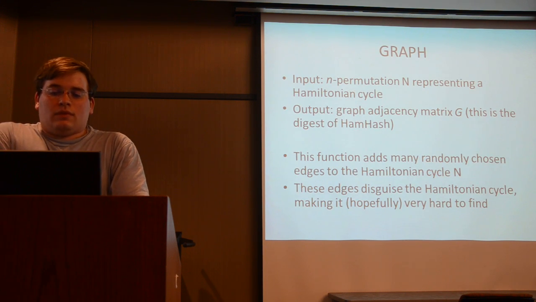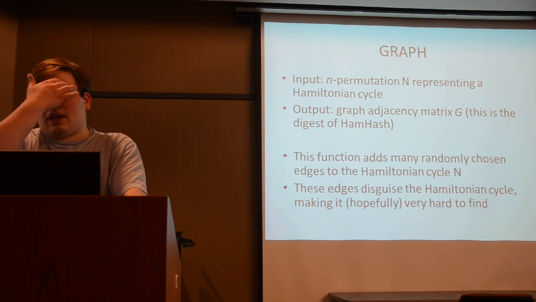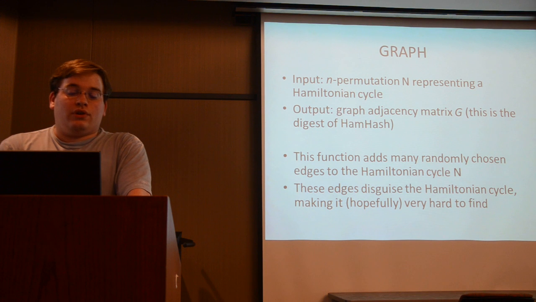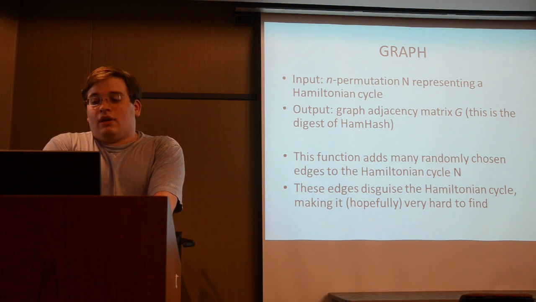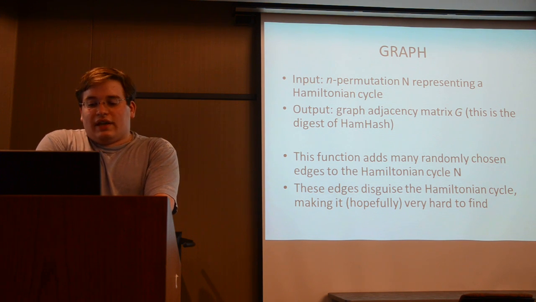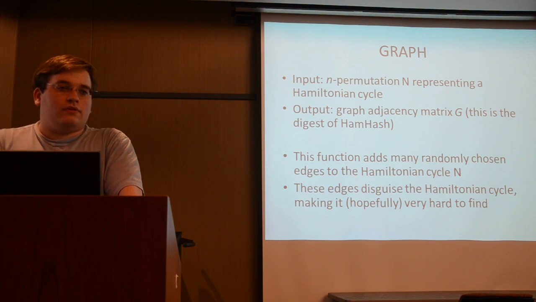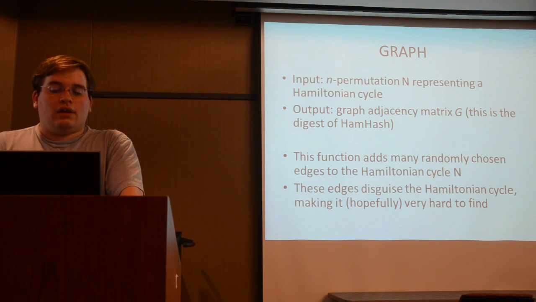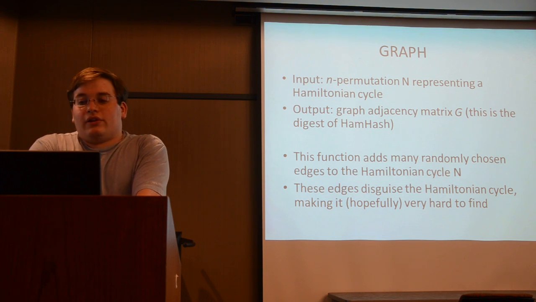And then lastly, the last part of the function is graph, which takes as its input this n permutation that represents a Hamiltonian cycle, and its output is going to be the adjacency matrix of a graph G. And this is going to be the digest of the actual function. It's basically a really big graph. What graph does is it adds a bunch of random edges to this Hamiltonian cycle, which makes it a really big graph. And the idea is that these random edges camouflage or disguise the Hamiltonian cycle, and hopefully make it very hard to find. So this is sort of like an obscuring step that hides the actual Hamiltonian cycle.